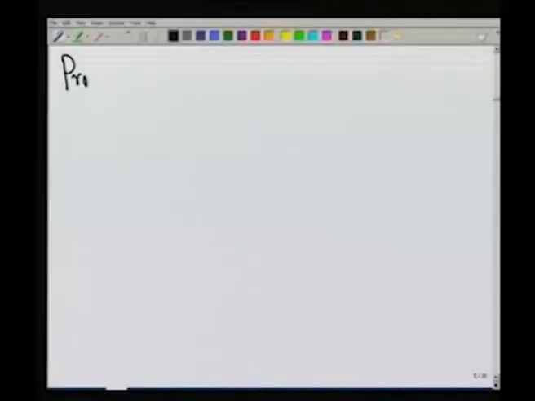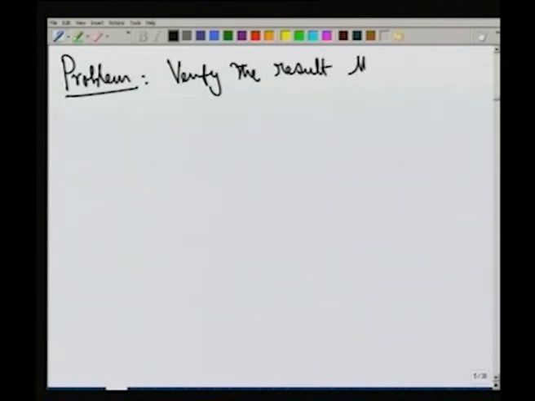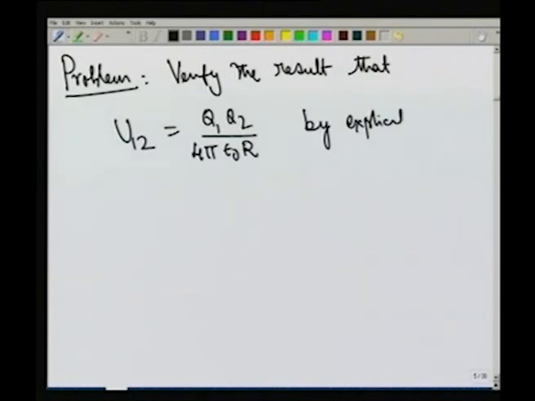So, let me give you the problem. The problem for you is to verify the result that U12 is nothing but Q1 Q2 over 4 pi epsilon naught R by explicit calculation. Okay? That will give you some experience. So, let me give you this problem and then go to the final example before I go on to discuss certain interesting aspects of electrostatics.